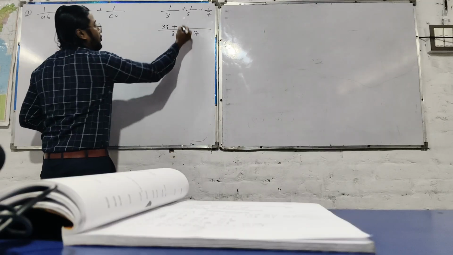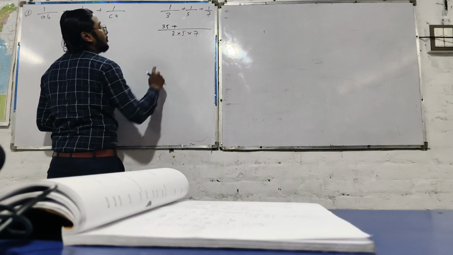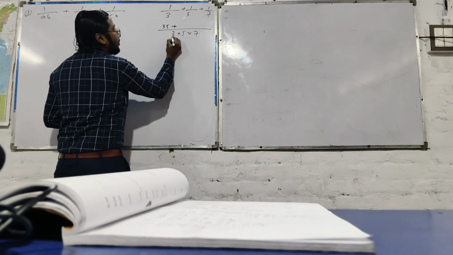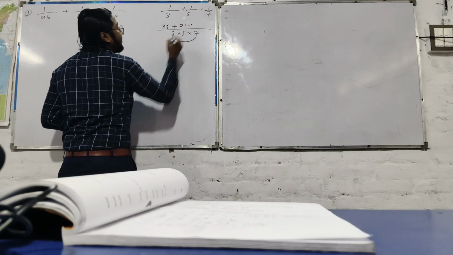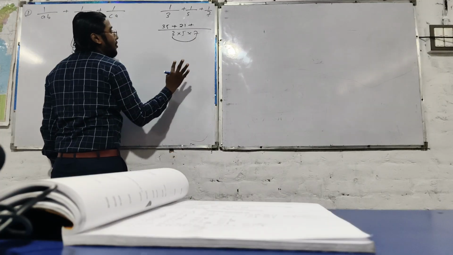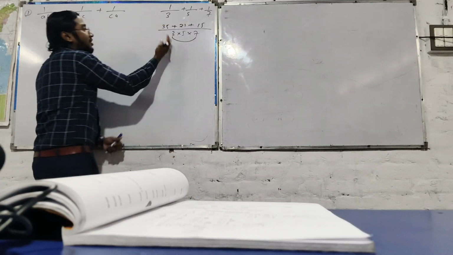Second, you tell me. 5 divided, what is left? Sir, 5 will be cancelled out. Only 3 and 7 will be left, so I can write 21. For 7, it cancels out, so I can write the remaining. So just tell me which one is easy.